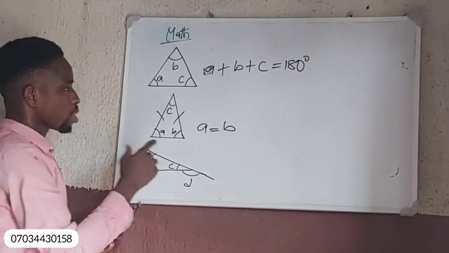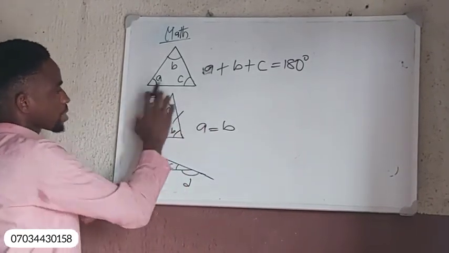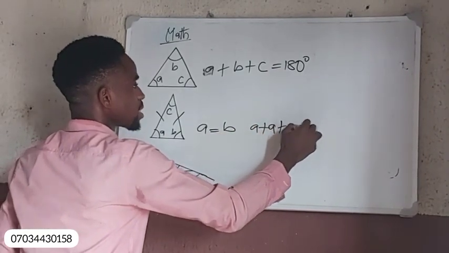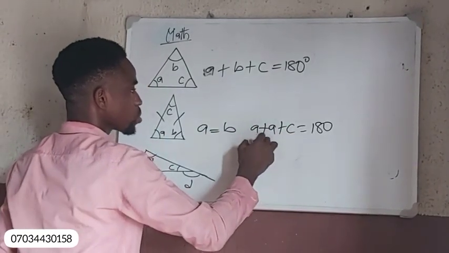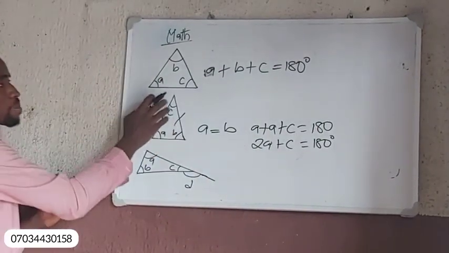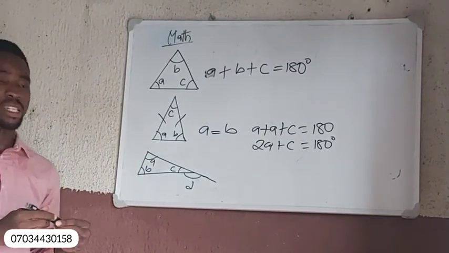Which means someone can equally say for this triangle that angle A plus A plus C is equal to 180 degrees. That means 2A plus C is equal to 180 degrees. That's for this particular triangle, which is isosceles.